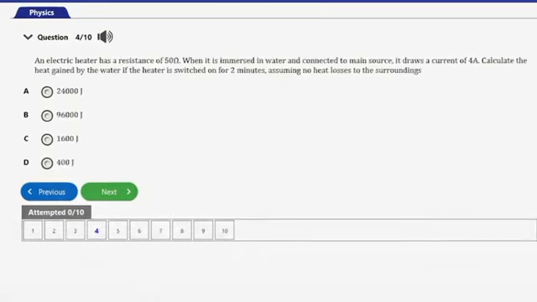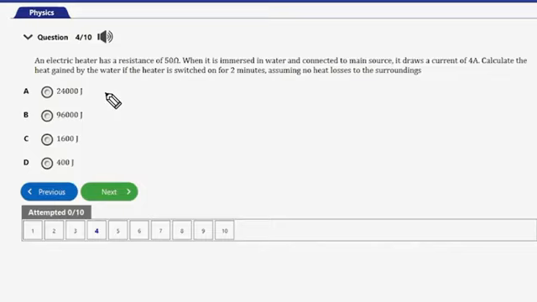That's question number 4 here. So the question says an electric heater has a resistance of 50 ohms. When it is immersed in water and connected to mains source, it draws a current of 4 amps. Calculate the heat gained by the water if the heater is switched on for 2 minutes, assuming no heat losses to the environment or to the surroundings.